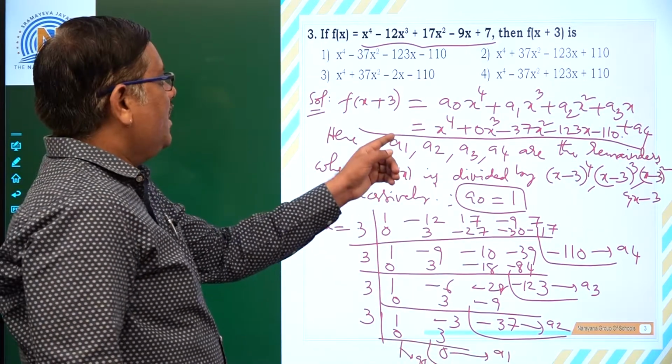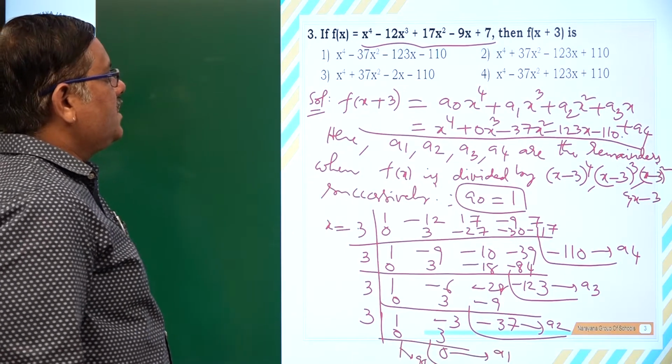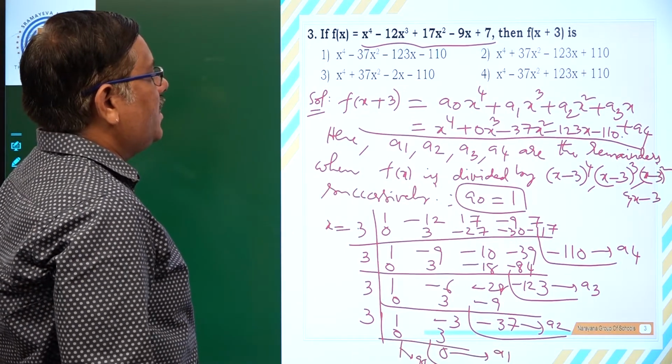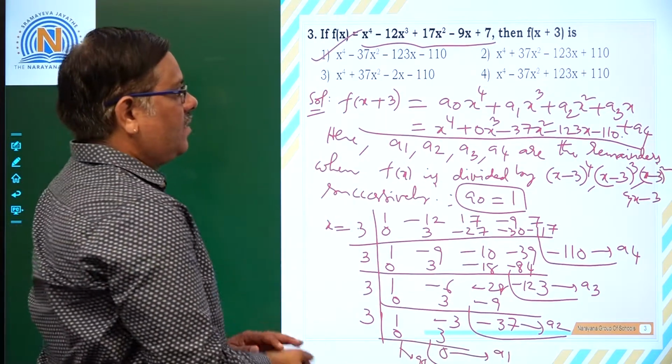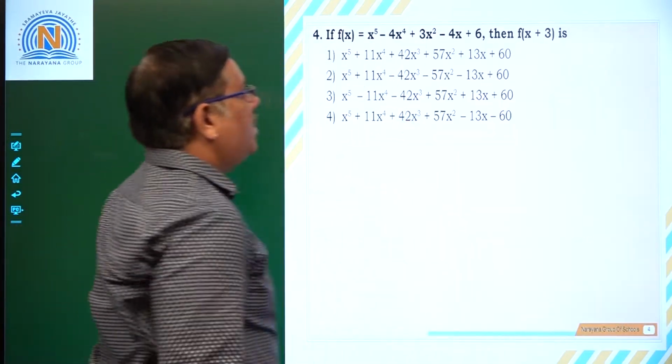So what is the answer? x power 4 minus 37x square minus 123x minus 110. That is nothing but the first option for us. That is the right answer. Okay, now let us solve one more question to have clarity.